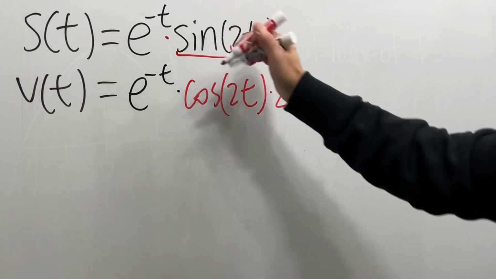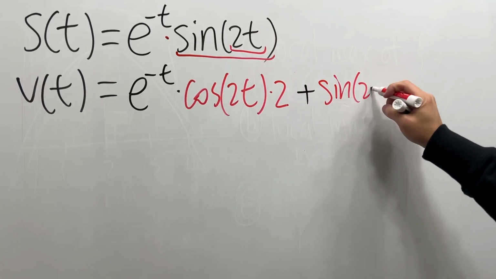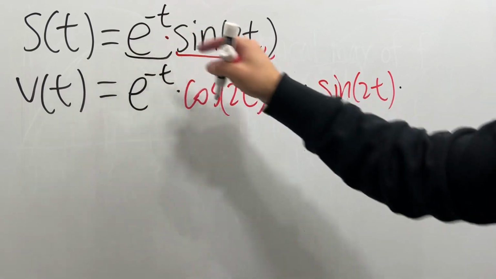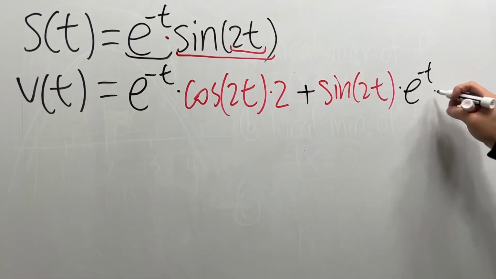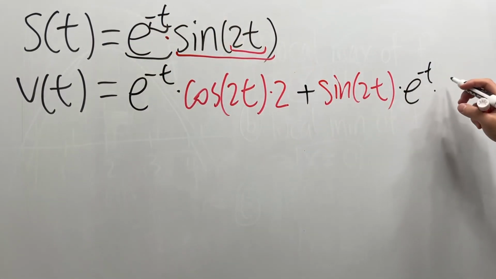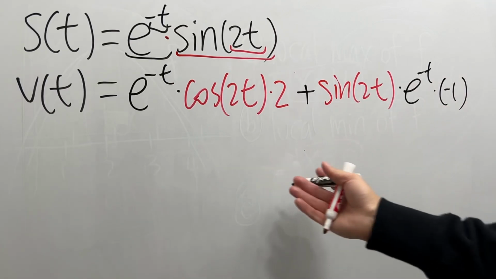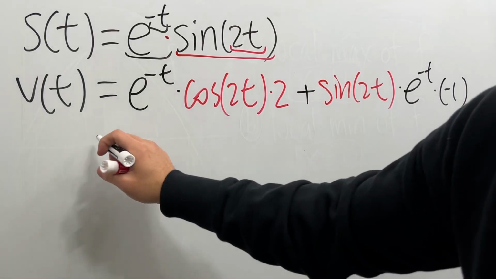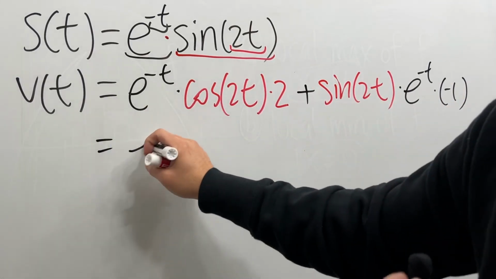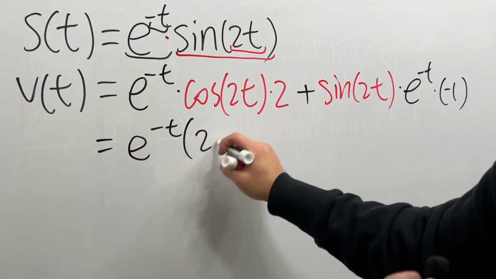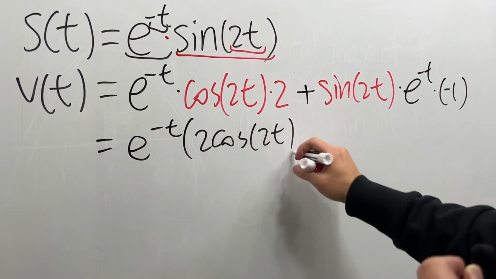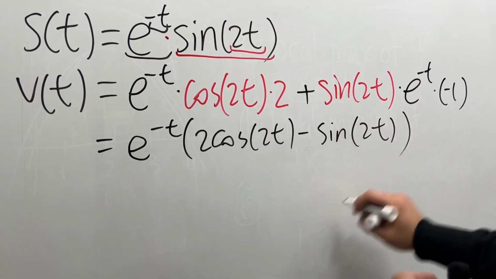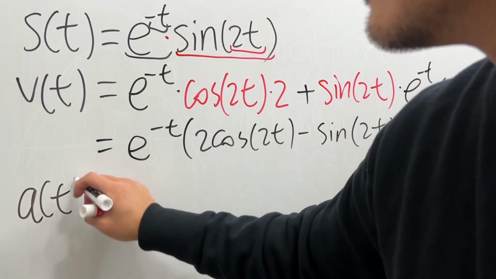Then we add the second function, which is sine of 2t, times the derivative of the first. The derivative of e to the negative t is just e to the same thing times the derivative of the exponent right here, which is negative 1. All right, now that's the position. Well, I mean, that's the velocity. Clean things up a little bit. We can factor out e to the negative t, and then we have 2 cosine of 2t minus sine of 2t. All right, go ahead and figure out what the acceleration is.